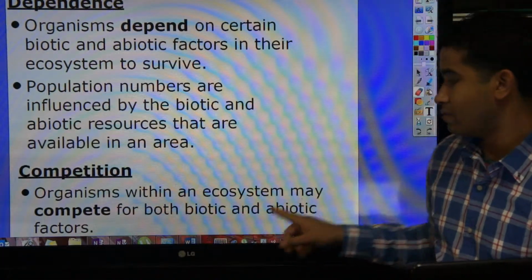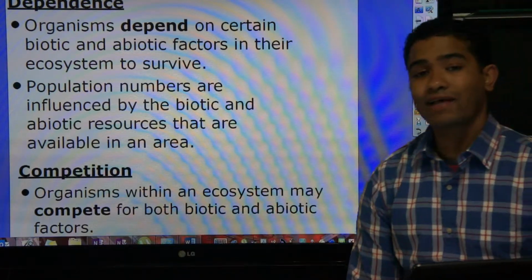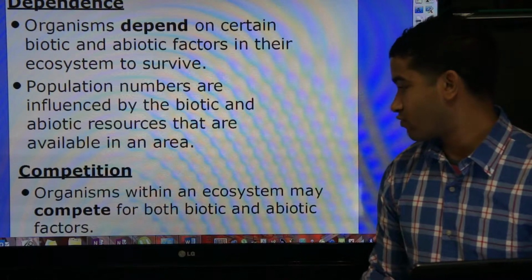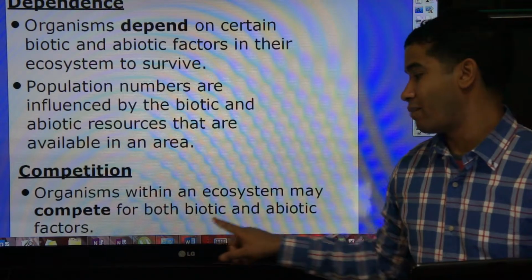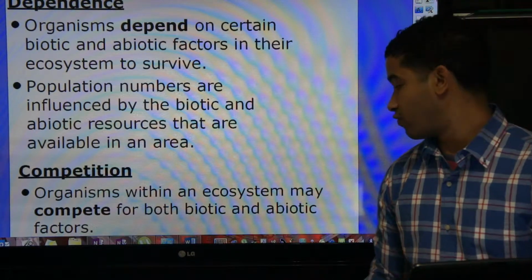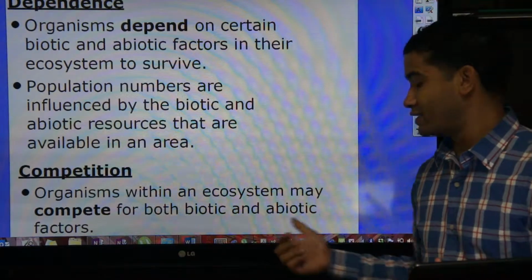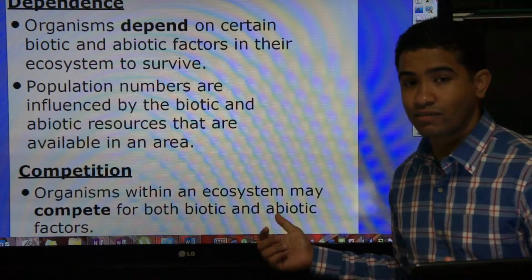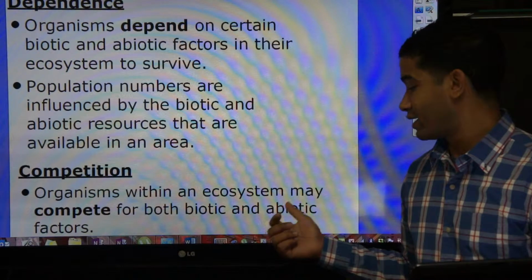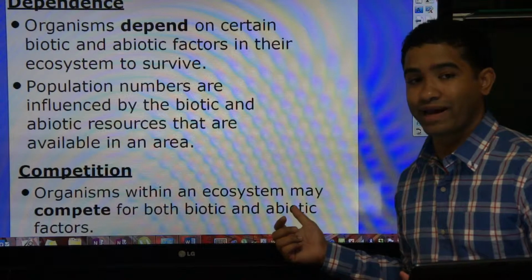Organisms within an ecosystem may compete for both biotic and abiotic factors. So if you have wolves and foxes in an ecosystem, they might compete for the same biotic factor. They both might hunt rabbits. Or they might compete for abiotic factors like space. A fox won't go into the hunting territory of a pack of wolves. So there's limited space for the fox to hunt, because the wolves might beat them out for those abiotic factors like space, territory, and habitat.